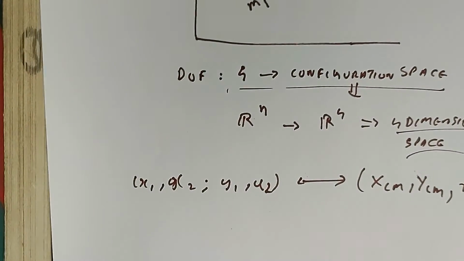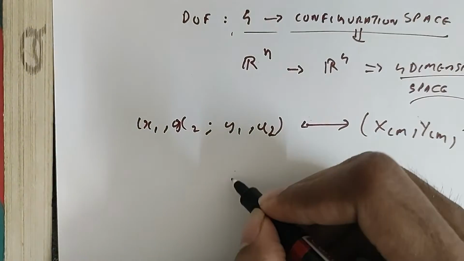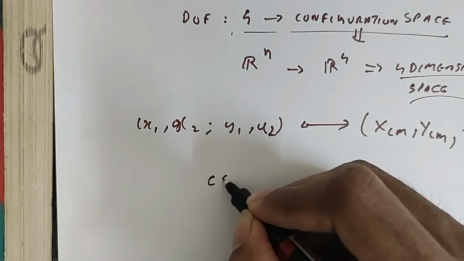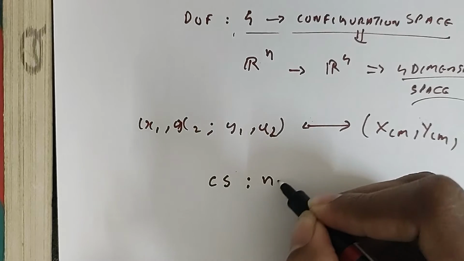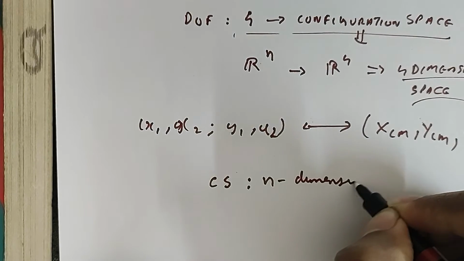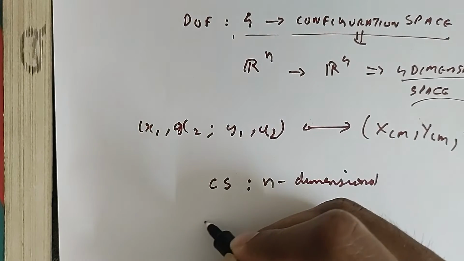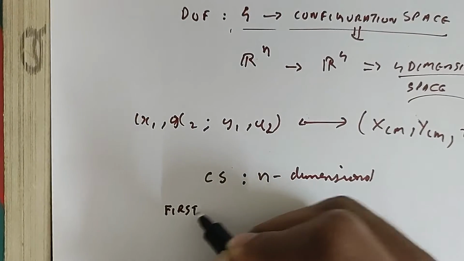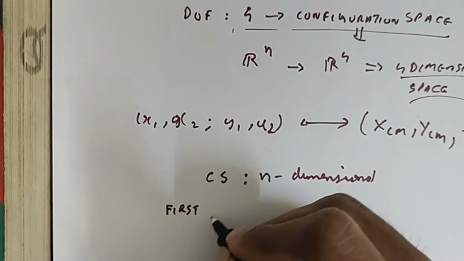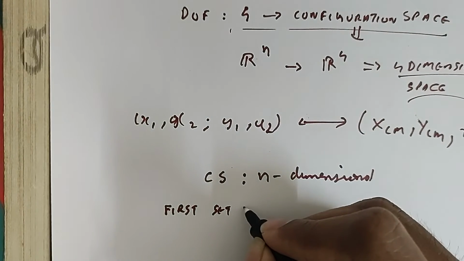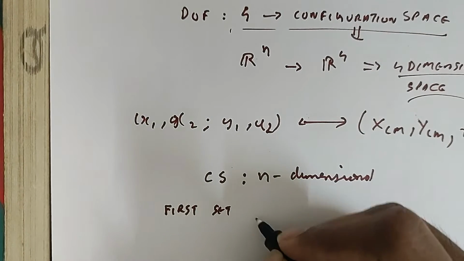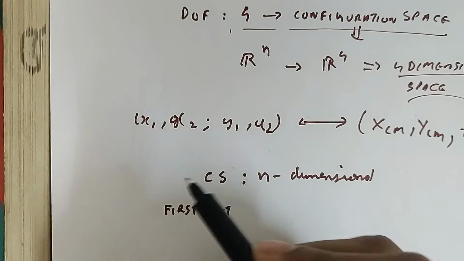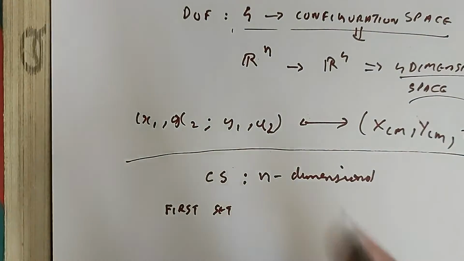So my configuration space is n-dimensional. What are my first set of coordinates? How do we do it? Initially we choose u1, u2. So we initially name each of the coordinates as u1, u2 and so on. I'm talking about the general case, okay? Now I'm talking in general.